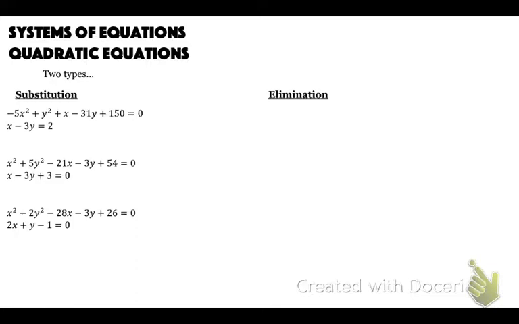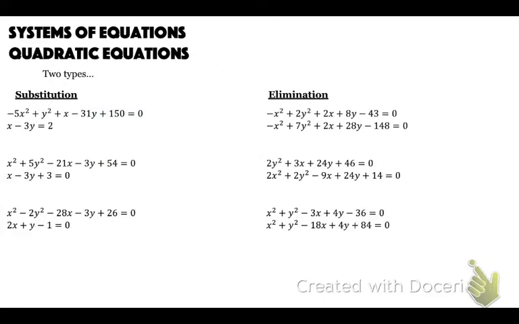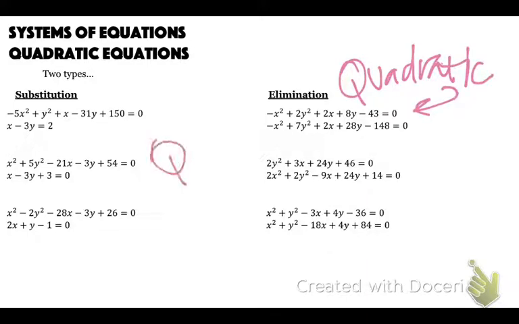There's two types. There's one where you have to use substitution. This is the quadratic linear, because this is the quadratic one and this is a linear one. Quadratic linear, you always use substitution. Now, elimination is when it's quadratic, so that one's quadratic, which this one is also quadratic. They're both quadratic.